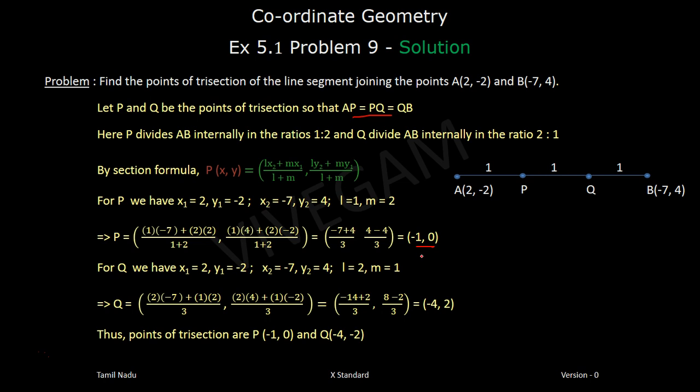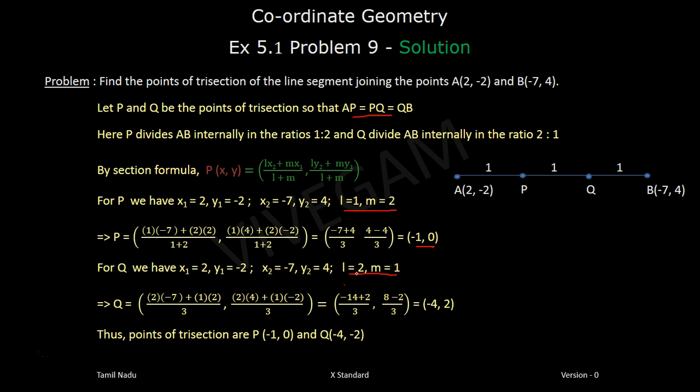You have to do the same for point Q. Let's list x1, y1, x2, y2, which will be the same, because we are considering the same A and B. But for Q, which divides AB in the ratio of 2:1, L will be 2 and M will be 1. For P, L equal to 1 and M equal to 2. It gets interchanged. Please be careful, compare this and this. Substitute all those values here and you will be able to get this point.